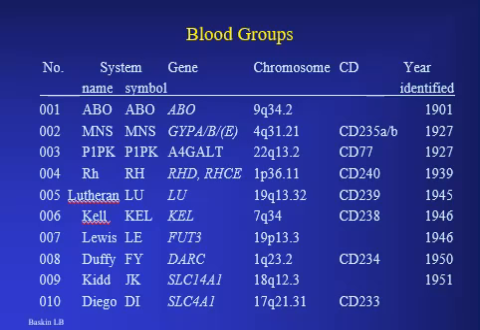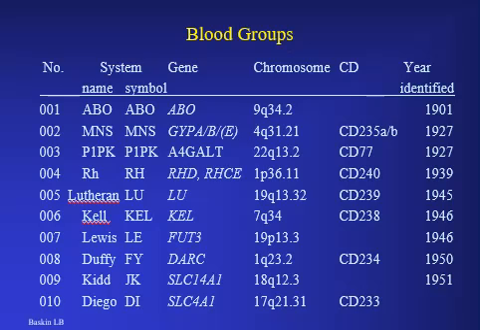This table here shows the first 10 blood group systems, and it also lists what chromosome the gene is found on, as well as the year they were identified.